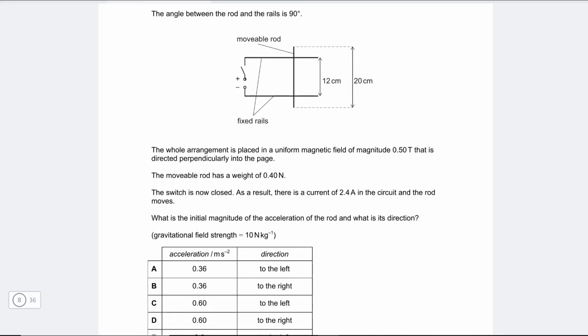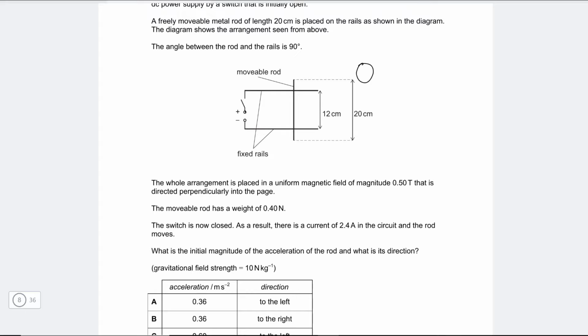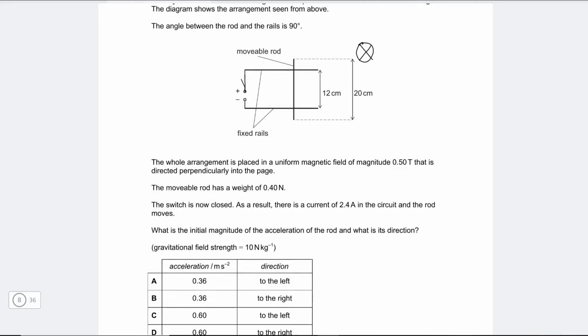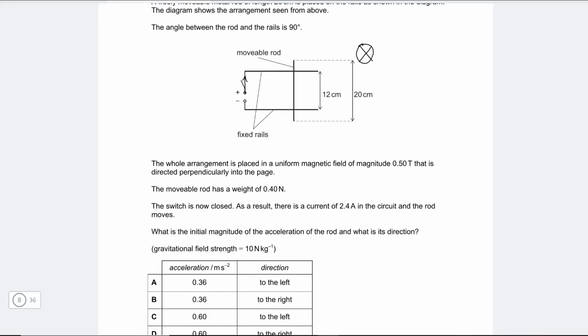The whole arrangement is placed in a uniform magnetic field of magnitude 0.5 Tesla that is directly perpendicular into the page. Okay, so we can use this notation just to illustrate this: 0.5 Teslas into the page. The switch is now closed, so let's draw the switch which is now closed, and as a result there's a 2.4 amps current in the circuit. So this means the current is going to go through here, positive to negative, go down here and then across to here, and the size of the current is 2.4 amps.